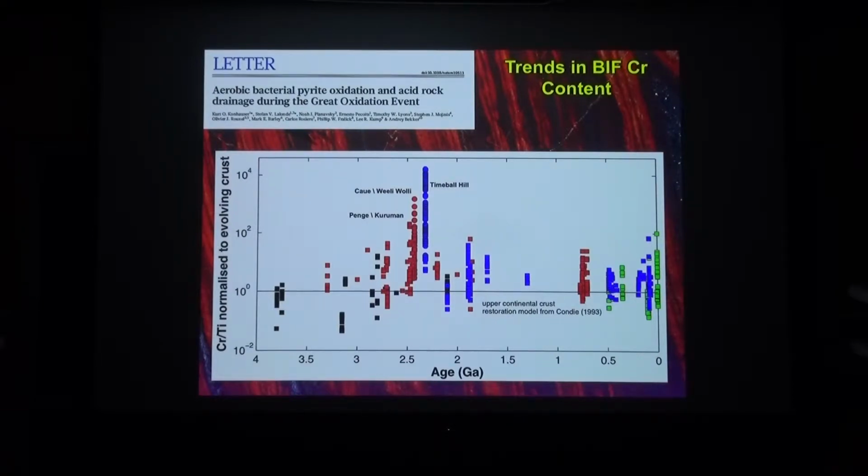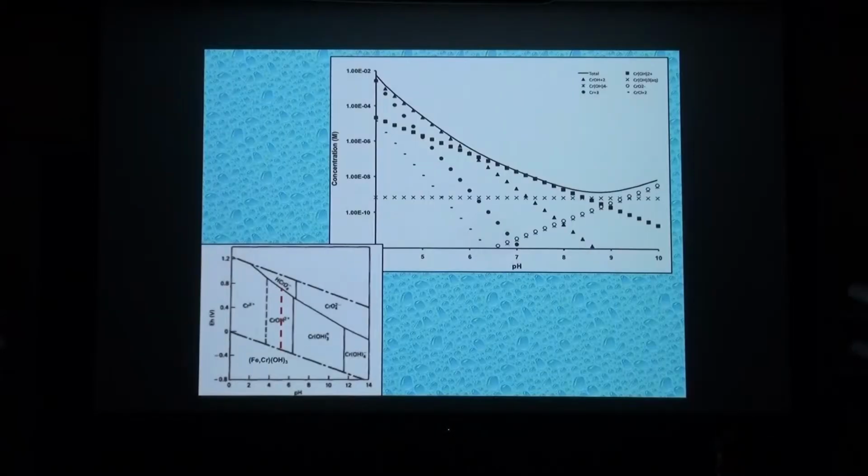I'm gonna argue for something completely different. I'm gonna argue for chromium 3. Now, the reason chromium 3 can't go very far is because chromium 3, as I'm gonna show you, can only be mobilized under acidic conditions. You hit pH 8 oceans, it precipitates out. So deep water BIF will never show a chromium signature. By nature, we had to look at the shallow ones. And clearly something is happening between 2.45 and 2.32.